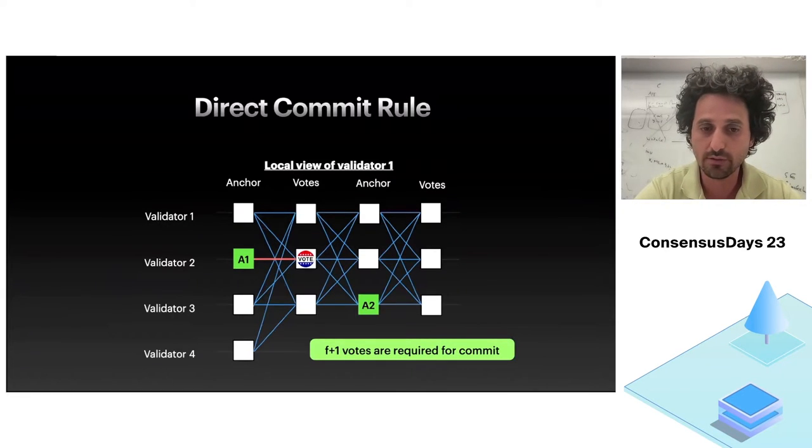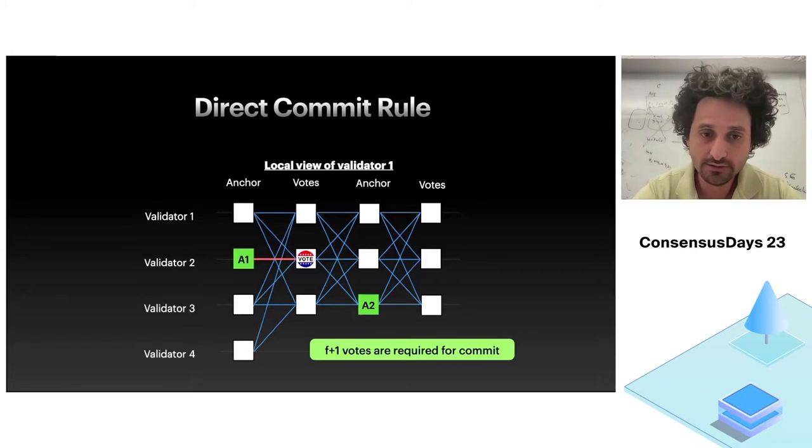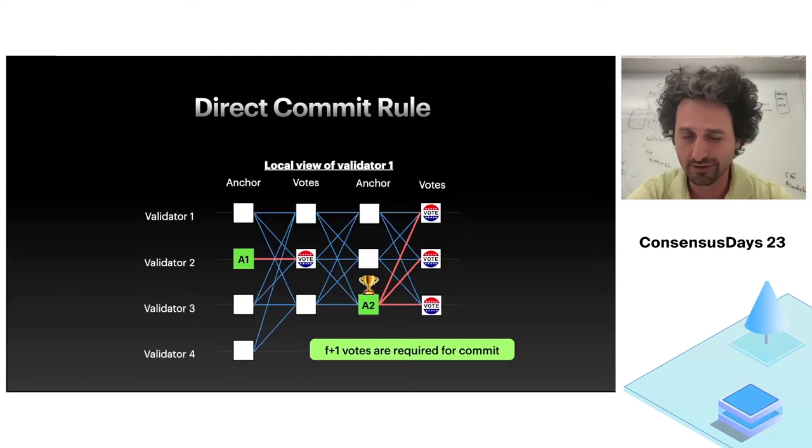Okay, so let's see how we are going to make sure that all validators order the same order and skip the same anchors. To do this, we introduce the direct commit rule. Remember, each even round we have an anchor, and each odd round we have potential votes. We say that a vertex in a vote round votes for the anchor if it simply has a link to it. So in this example, anchor A1 has one vote. The direct commit rule says that you need f plus one votes in order to be directly committed. So in this example, validator one in its local view of the DAG cannot directly order A1 because it only has one vote. However, A2 has three votes, more than enough, because f plus one here is two. So A2 can be directly committed by validator one.